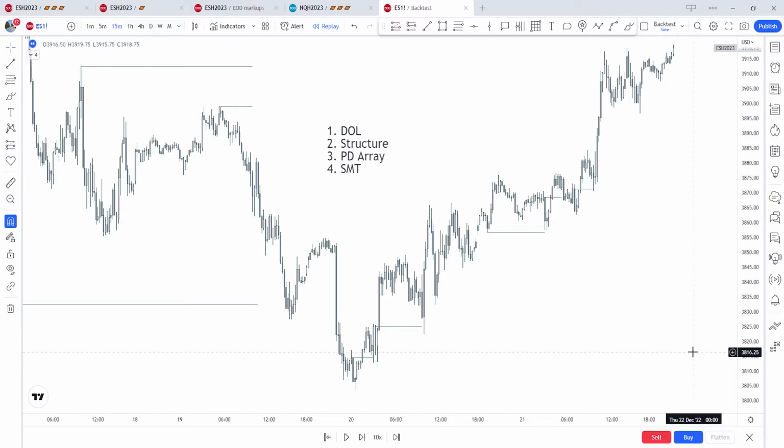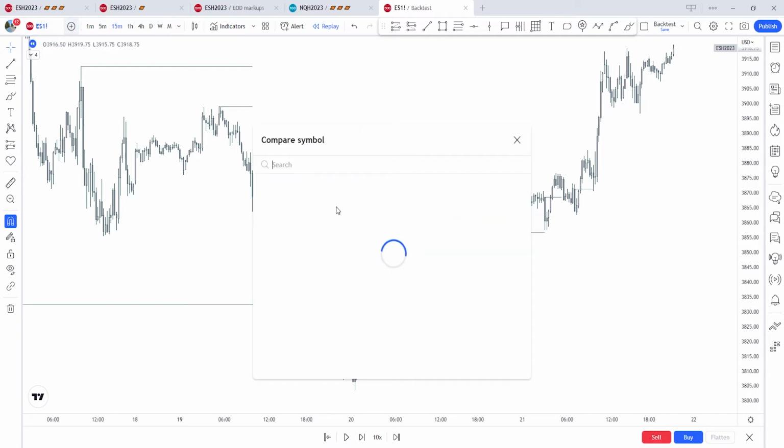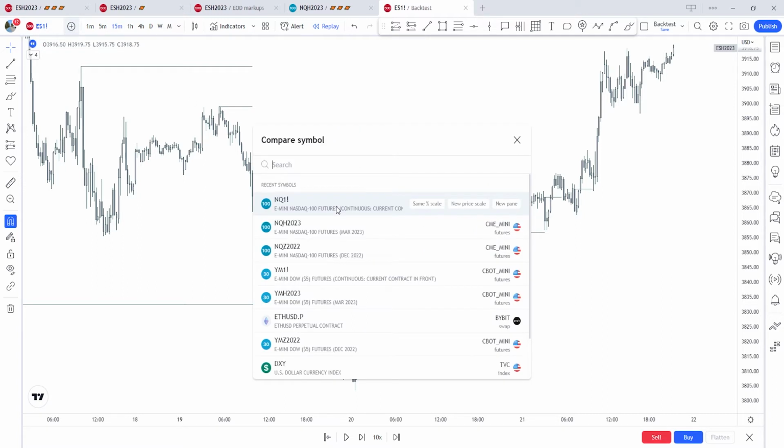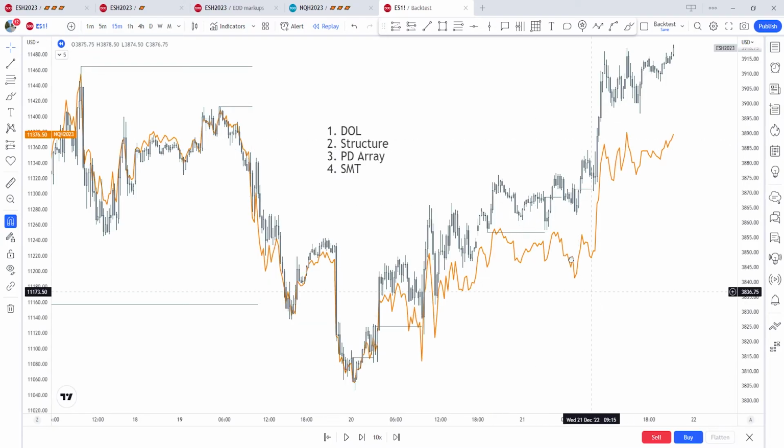Now let's dive into the SMT and give a quick explanation. What I do is I go to the plus next to the ticker symbol here, click on it, and use the correlated pair. For E-mini S&P that we're currently on, you would use NASDAQ or the Dow. Because of simplicity's sake, we'll just use NASDAQ only today. And I personally use new price scale. You can also do new pane. Try it out for yourself.